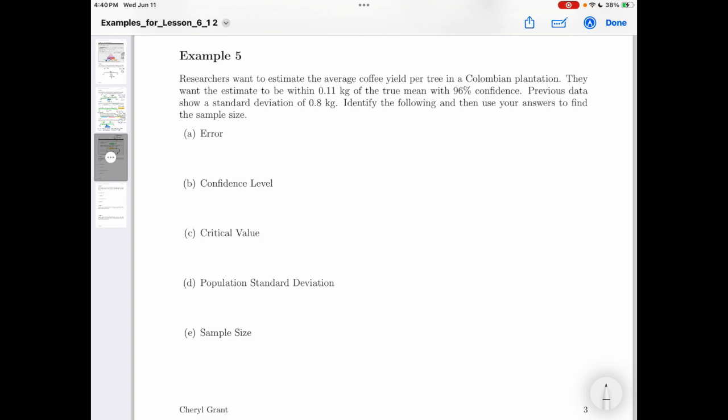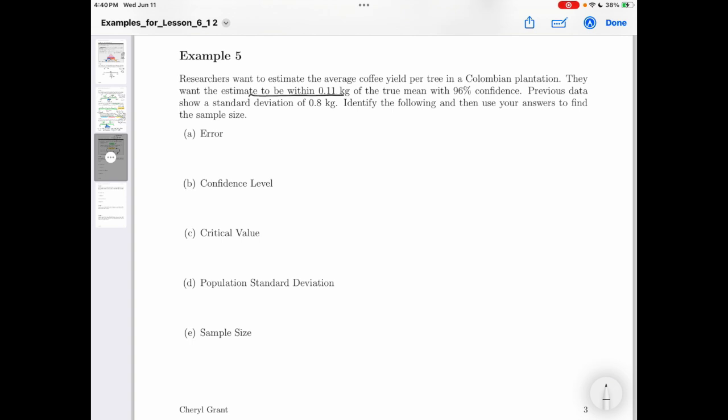So now let's take a look at example 5. We have what we need to find all the important pieces of information for parts A through D, and then we're going to use that information in part E to plug into our formula and find the sample size that we need. So example 5 reads, researchers want to estimate the average coffee yield per tree in a Colombian plantation.